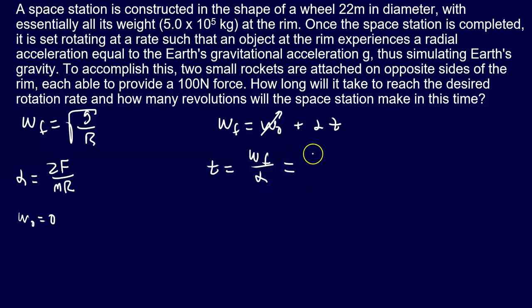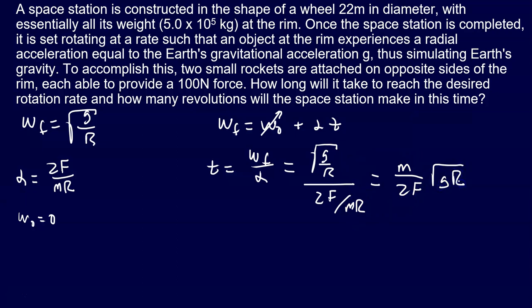Omega final I'll write as radical g over r, and that's going to be divided by our alpha, which I'll write as 2F over mr. If I bring the mr upstairs, I end up with m over 2F, that's from the m up there, times radical gr.